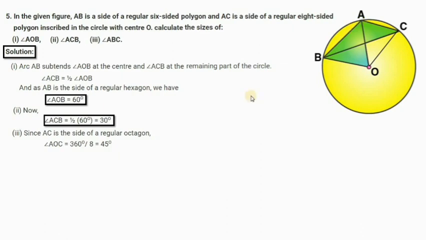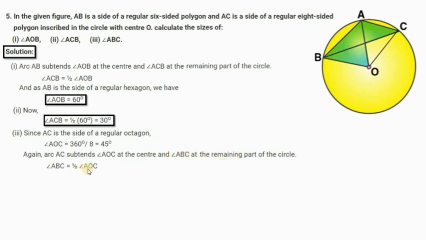So this angle AOC will be 360 by 8. 360 by 8 is 45, so this angle is 45 degrees. As I said, arc AC subtends AOC at the center and ABC in the remaining part, so ABC can be written as half of AOC. AOC is 45, so ABC turns out to be 45 by 2, which is 22.5 degrees. Alright, so you may pause the video to note down. Thank you very much.